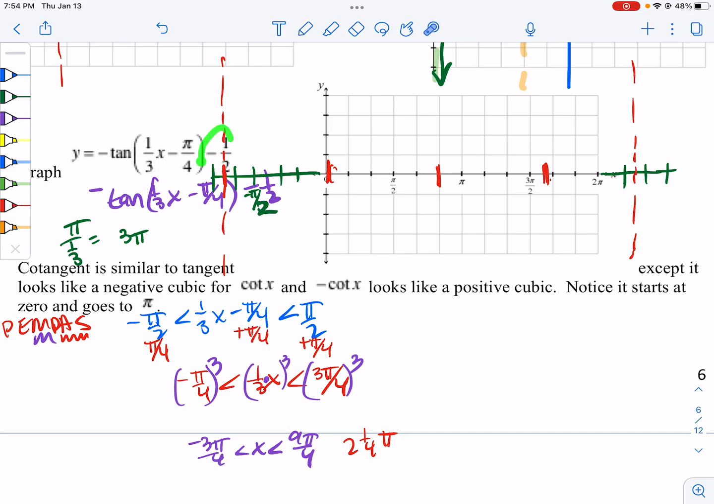And then since this is shifted down by 1/2 at our middle tick mark, we're going to go down by 1/2. So right here. And a negative tangent, so if our positive tangent is this, then our negative tangent looks like a negative cube. So I'm going to go over 1 tick mark and then up the A value, which is 1, but then we have the negative, so then we're going to go down 1. So we're going to go down 1 from 1/2, which is at negative 1.5.